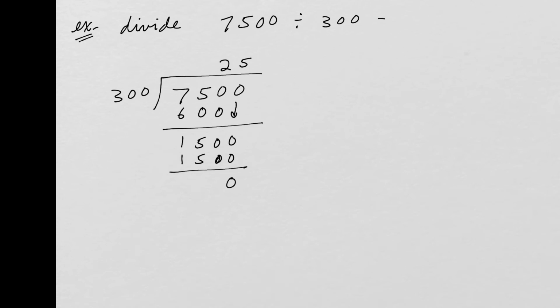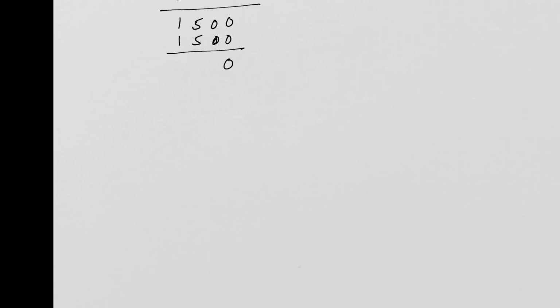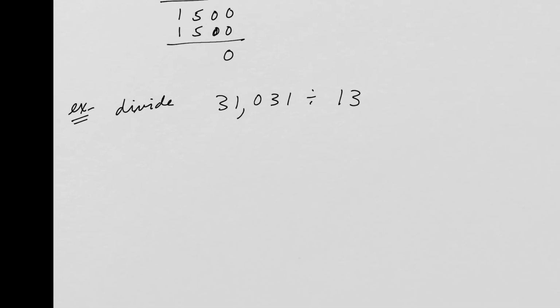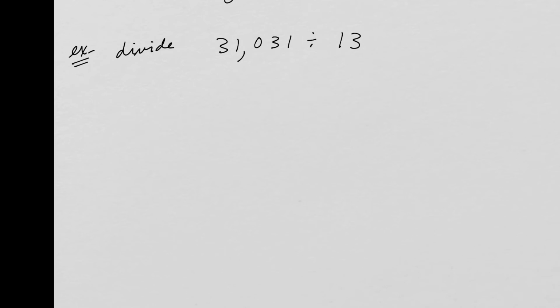So this answer would be 25. Okay, here's another example. Let's say I want to divide 31,031 divided by 13. Okay, so 31,031, I want to divide that by 13.